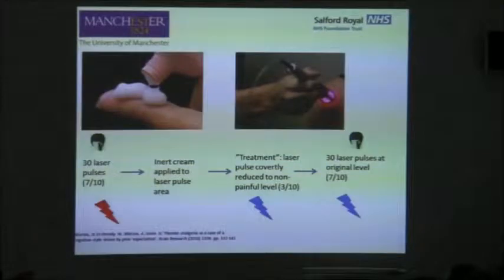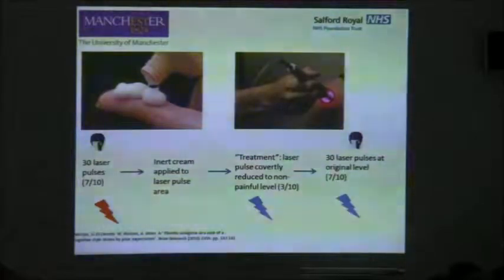A lot of people have done research into this. It's a big research area, and this is the standard paradigm that you use. You give a person 30 laser pulses, and you give that a 7 out of 10 level of pain. You then apply just an inert, inactive cream to where the laser was, and you tell them, okay, this might have a painkilling effect. You then, covertly and sneakily, reduce the laser intensity down to, say, a 3 out of 10, so something not particularly painful. And this leads the participants to believe that they've received an analgesic cream. And then if you actually increase the laser pulses back to the original level of 7 out of 10, they will perceive that pain as a low pain still.